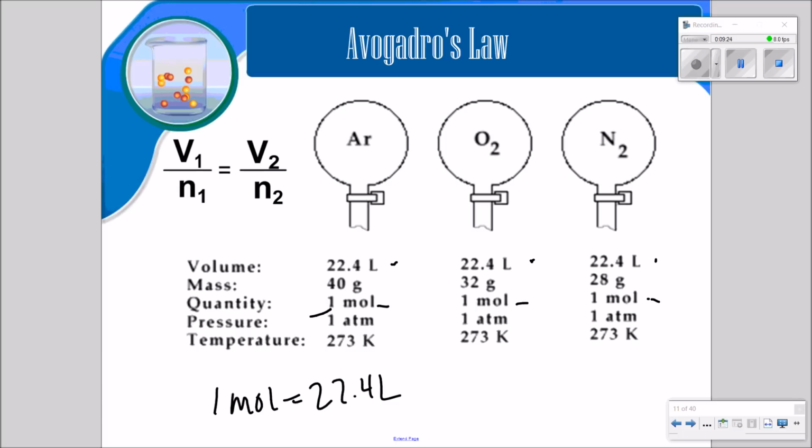We've got our pressure at 1 atmosphere and our temperature at 273 Kelvin for all 3 gases, and therefore they're all at the same volume, even though they're different gases. So note that the thing that's different here is the mass. Argon is the heaviest, so to speak, with 40 grams, oxygen has 32 grams, and nitrogen has 28 grams.